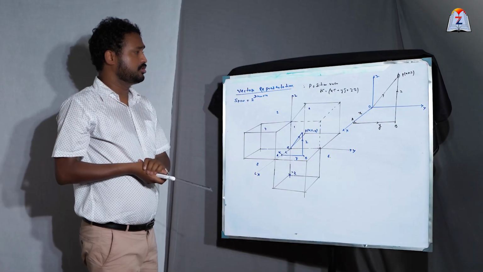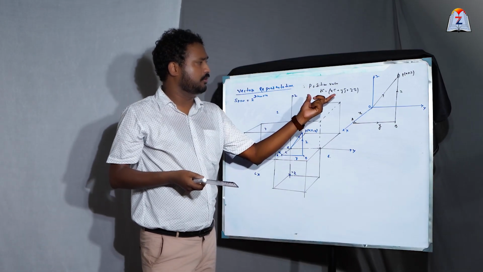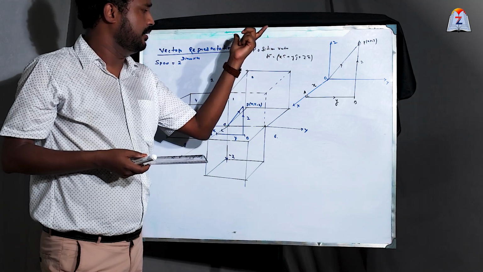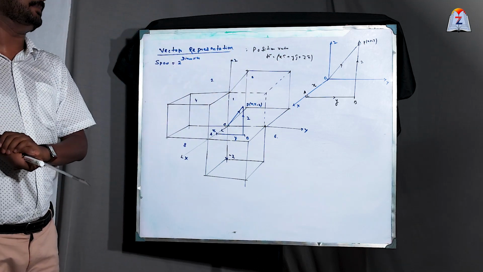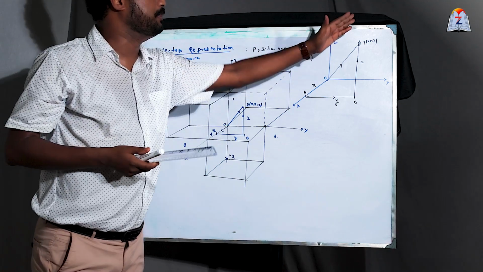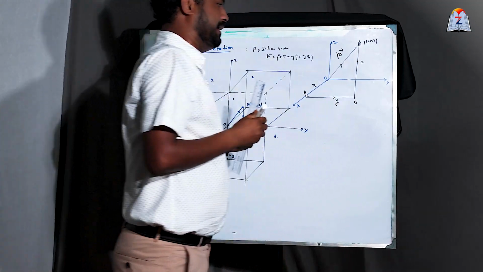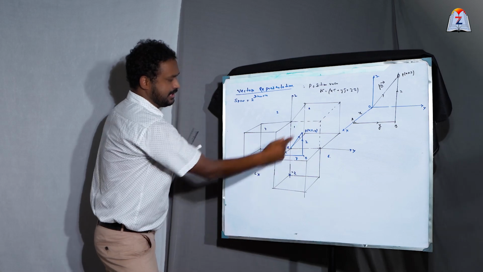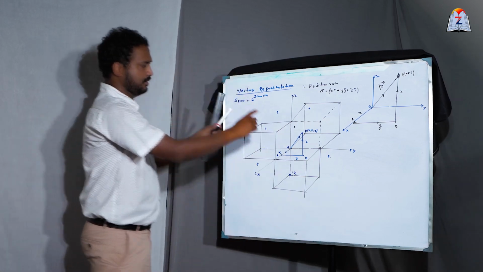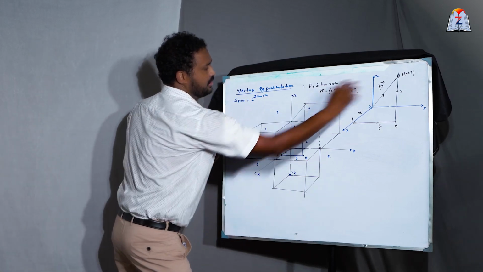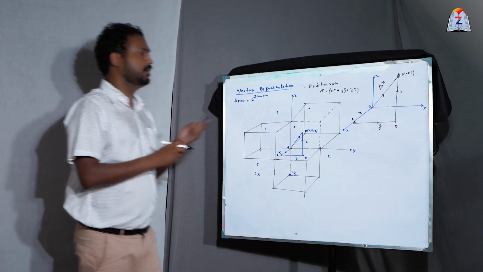Okay, student. So we have a task now. How can we find out the magnitude of this vector? That is the R vector. Simply, R vector means the O to P vector. To find this, in this space, that is the R vector. We represent this space only here.